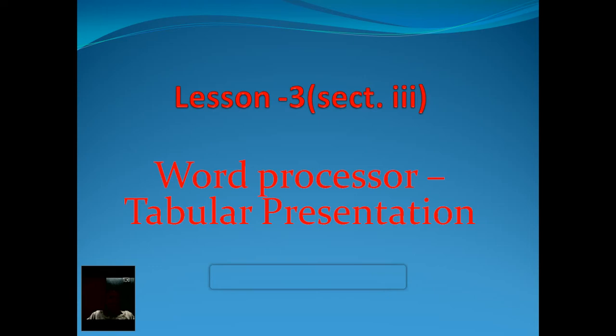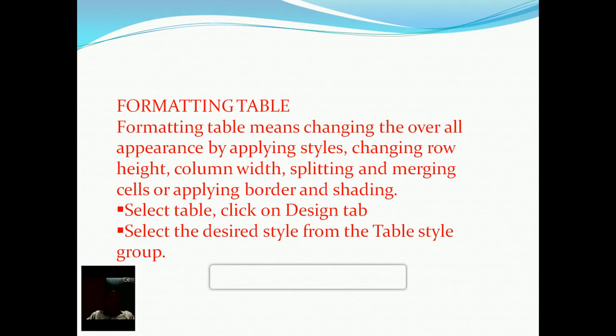We are here to discuss lesson number 3, part 3. Lesson name is Word Processor Tabular Presentation. So, first of all, we discuss formatting a table. Formatting a table means changing the overall appearance by applying styles, changing row height, column width, splitting and merging cells, or applying border and shading. These are the different methods we apply for formatting the table.